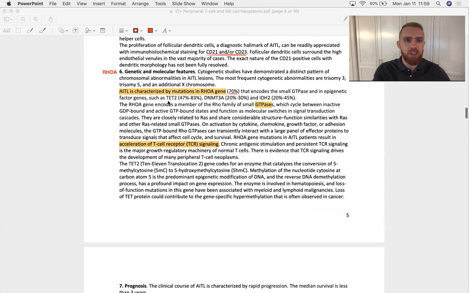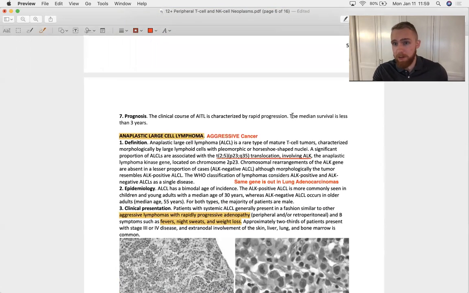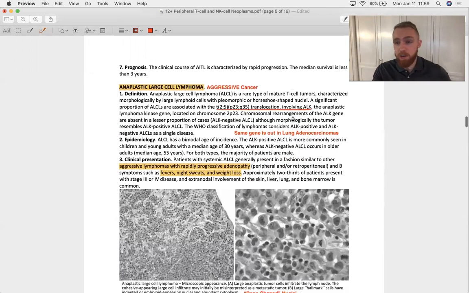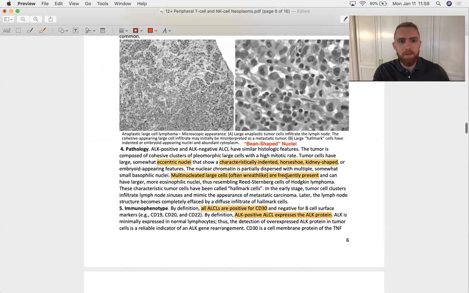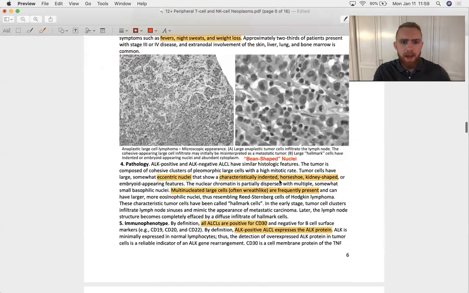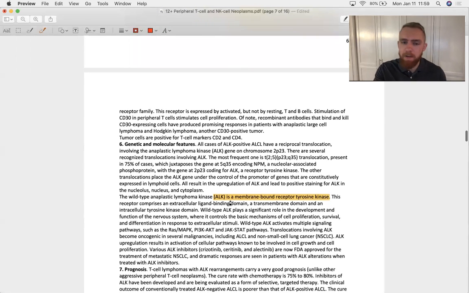And so for that angioimmunoblastic one, for example, it's a GTPase. So that's something they could ask you about there. And that's really the only things in these sections worth highlighting, because you know that's where they want to ask the questions from. So with the anaplastic large cell lymphoma, ALK is a membrane-bound tyrosine kinase.